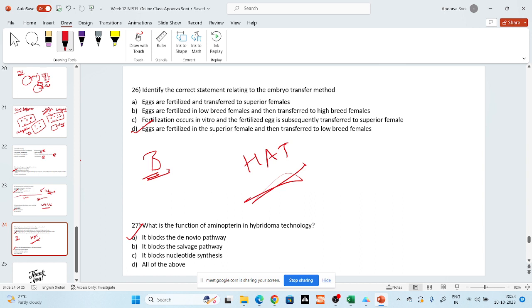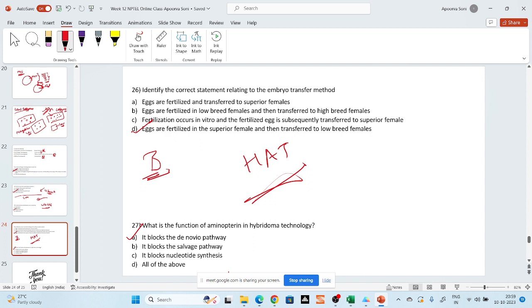Okay, so for the next class, because you have exams also. Yeah. Ma'am, here option C is also right. No, we cannot say option C is right, because if I am saying it blocks the nucleotide synthesis pathway, it is half correct, because nucleotide synthesis can occur through de novo and also through the salvage pathway. So it is not specifying whether it is blocking the de novo or the salvage pathway.